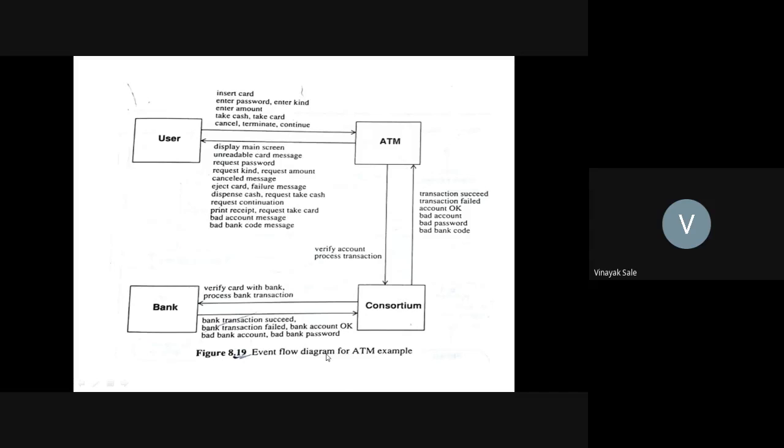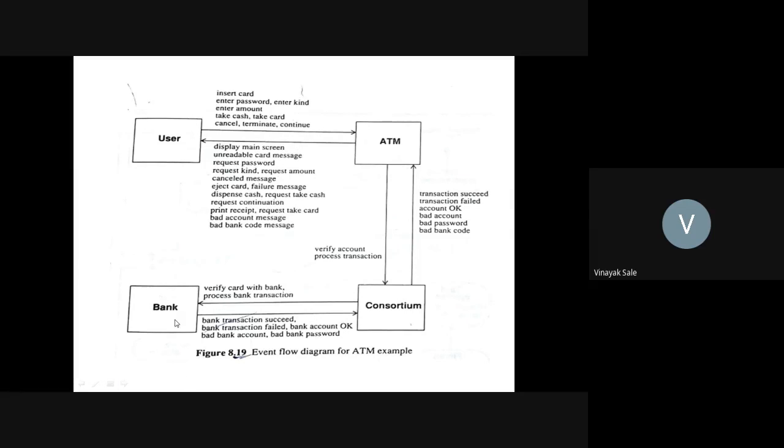So this is the event flow diagram for the ATM example. Whenever you want to withdraw money from the ATM, the user inserts the card into the ATM, then the ATM verifies the account, process transition. So whenever the user inserts the card, the ATM communicates with its consortium, then the consortium communicates with the bank to verify the card with the bank.